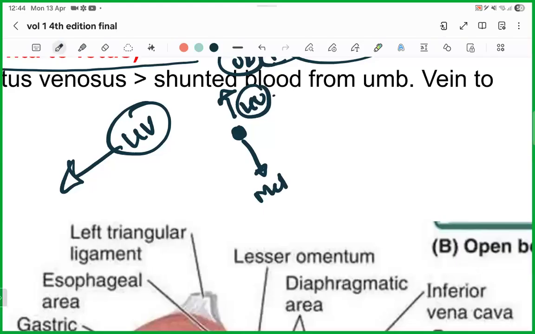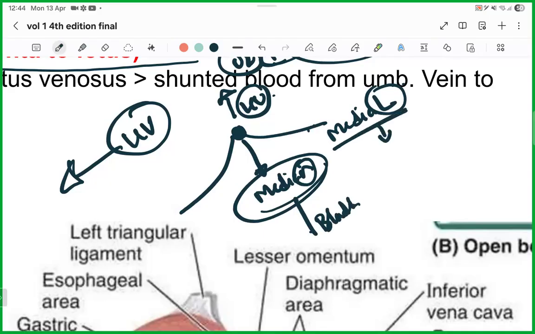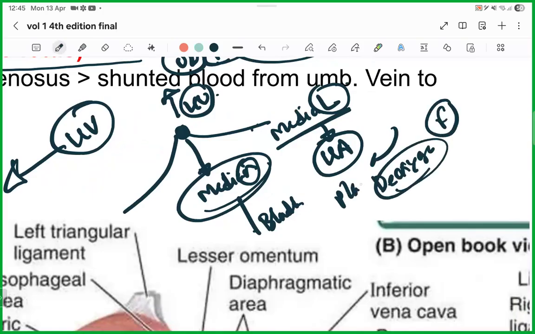One is the median umbilical ligament with an N, and two lateral ones are the medial with L umbilical ligaments. So this median umbilical ligament was connected to the bladder, and these two were the umbilical arteries, which used to take deoxygenated blood from the fetus to the placenta.